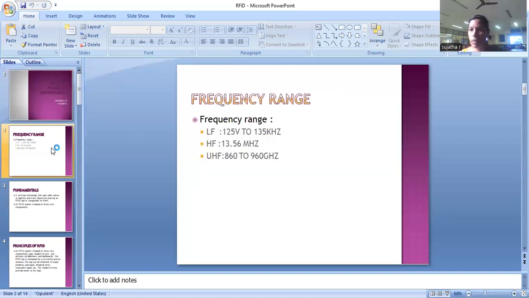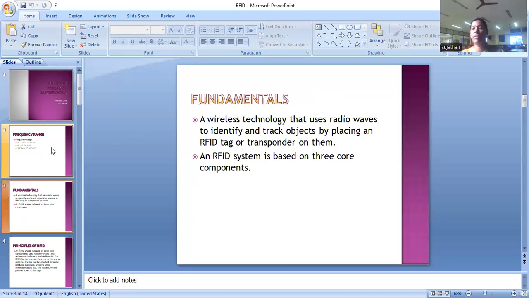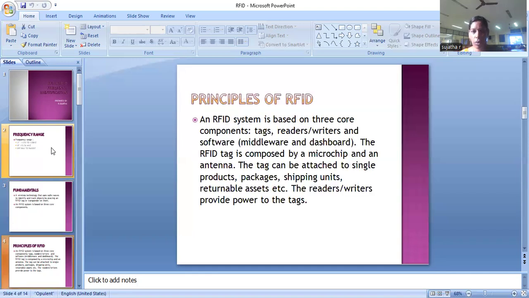In this slide, we discuss the frequency ranges of radio frequencies: low frequency, high frequency, and ultra high frequency. So, fundamentals: radio frequency is nothing but radio waves. It generates radio waves, which means a wireless technology that uses radio waves to identify or track objects by placing an RFID tag or transponder on them. An RFID system is based on three core components. What are the core components?